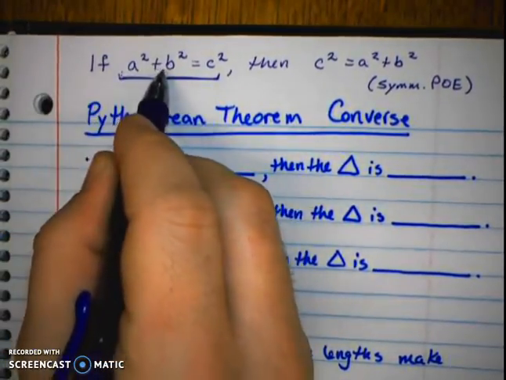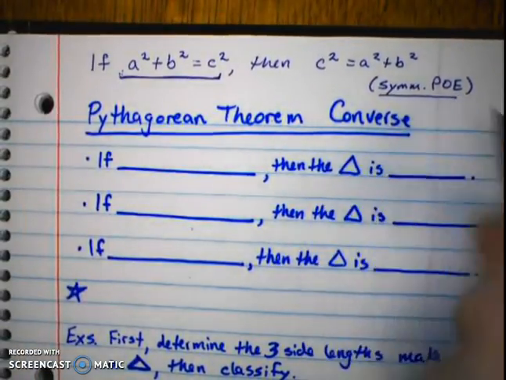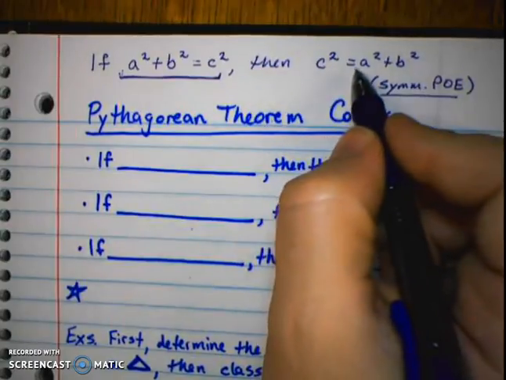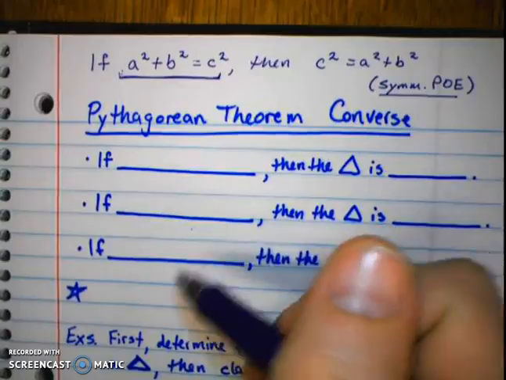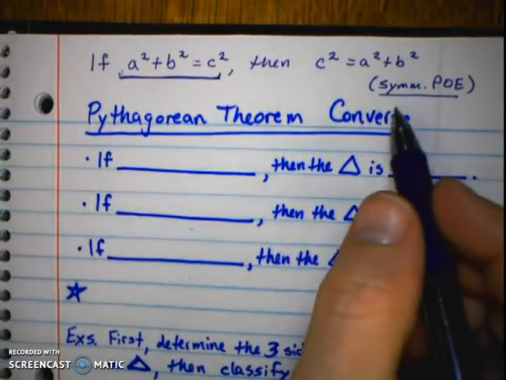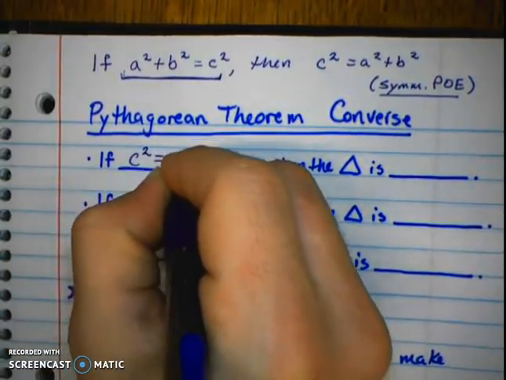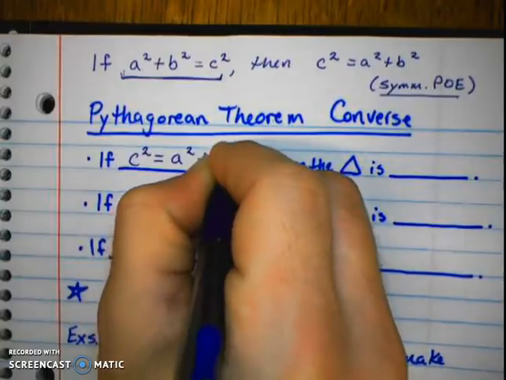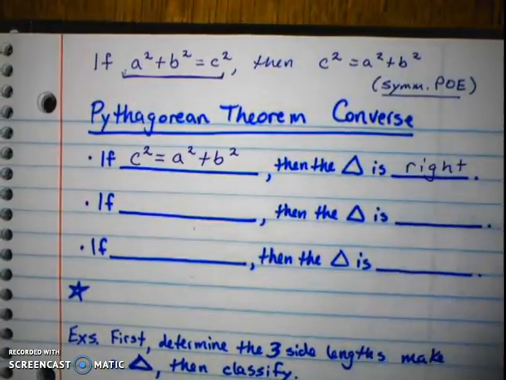So if a squared plus b squared does equal c squared, then we could just switch it around using the symmetric property of equality to be c squared equals a squared plus b squared. And the only reason we do that is for these next purposes, and I'll make a note of this so you'll understand why. But we just rewrite that in this case. So if c squared does equal a squared plus b squared, then the triangle is right. It's a right triangle.